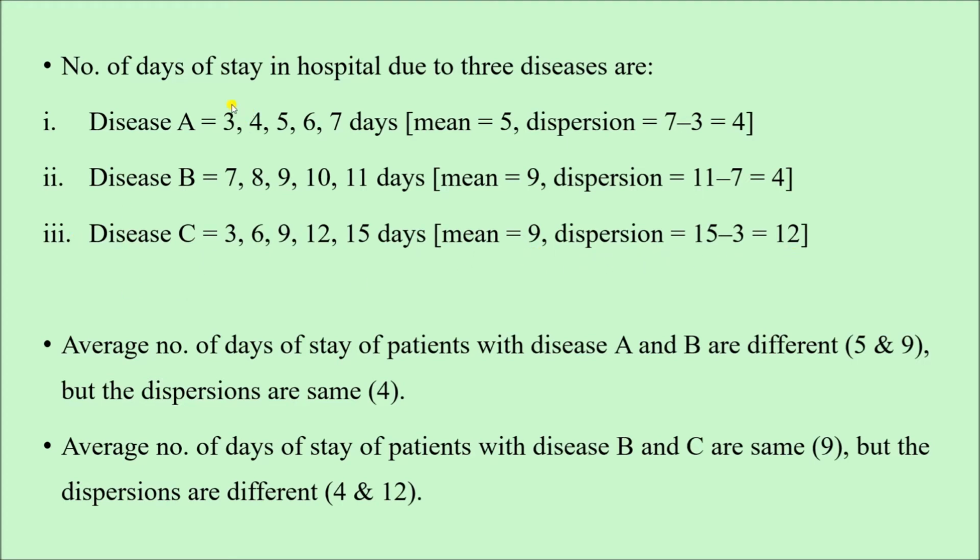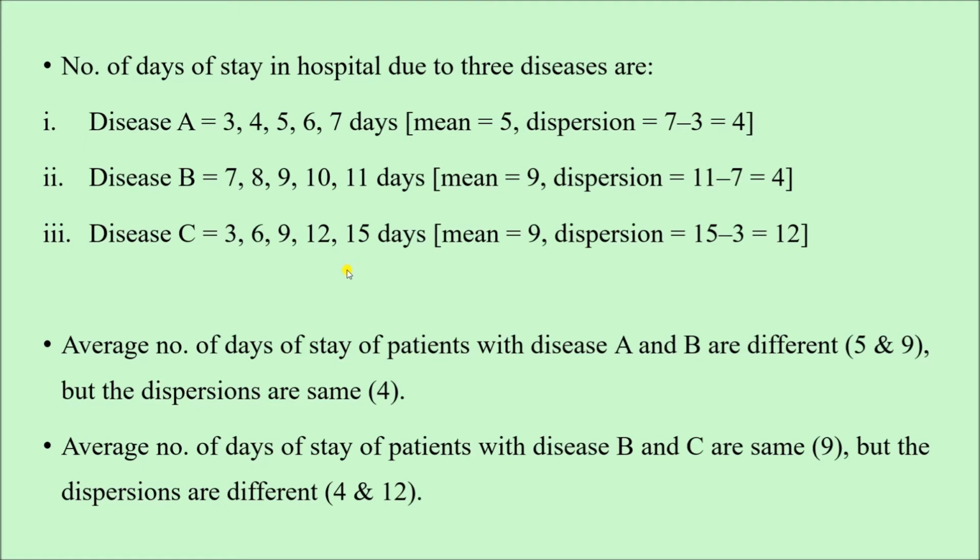If we look at the values here, the average number of days of stay, or you can say the mean number of days of stay, of patients with disease A and B are different. In case of disease A it is 5, in case of disease B it is 9, but the dispersions are the same. It is 4 days for both disease A and disease B. On the other hand, if you look at disease B and C, the mean number of days of stay in the hospital is the same for disease B and disease C, but the dispersion is not the same. It is 4 days in case of disease B and 12 days in case of disease C.